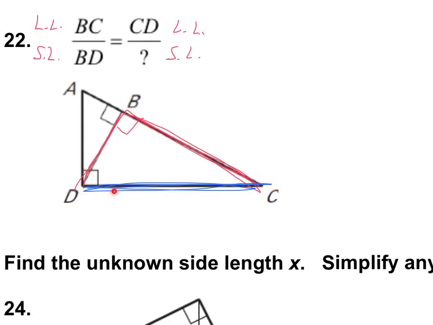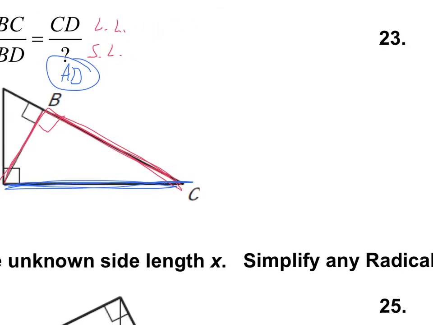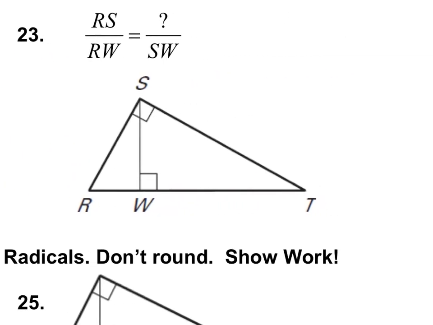So how could this be the longer leg? Well, if you look at the whole right triangle, CD is the longer leg. And so what's the shorter leg of the whole right triangle? That's AD. And so that's my answer, AD. So you don't have to show a lot of work for these. It's mainly a thinking exercise. All right, here's another one.